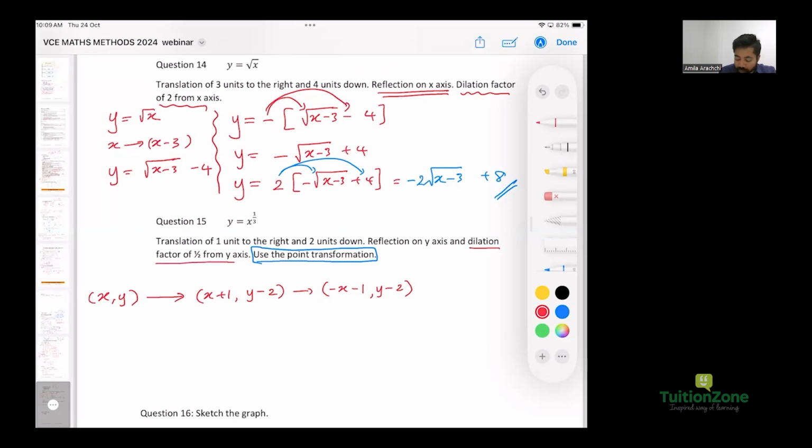Dilation factor of half from the y-axis. And then what's going to happen? Also changing the x value. And so make sure you do not take the reciprocal of the value or the factor. Why? We do take the reciprocal of 1 over 2 if you do the function transformation, not the point transformation. So in this case, keep it as half. You times the x coordinate by half or divide by 2, which is, I'll write it here, negative x, negative 1 over 2, comma y minus 2. Any questions with that?